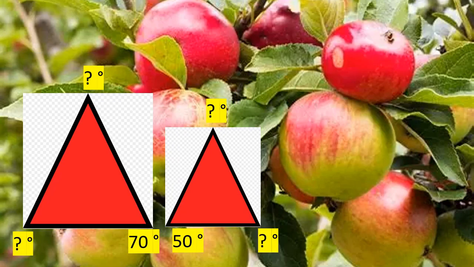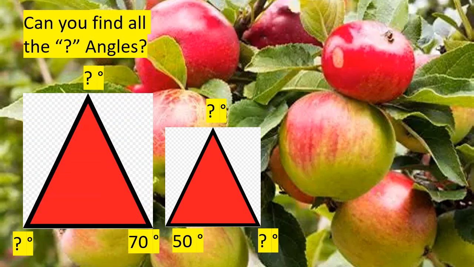So in this one, we have a big triangle and a little triangle. We know one angle, the bottom right angle in the big triangle, and we know one angle, the bottom left angle in the little triangle. Can you find all the angles where there is a Q marked? In other words, all the other angles. So I'm going to go on to the answers here, so you might want to pause.